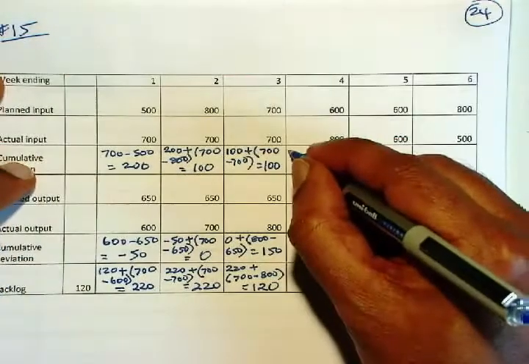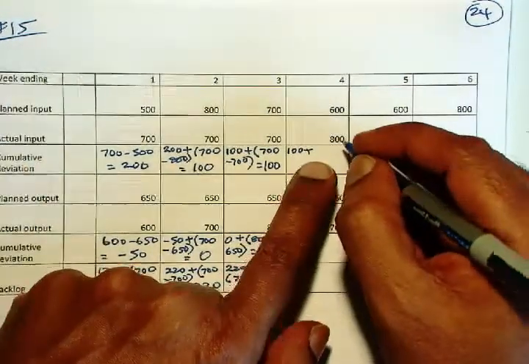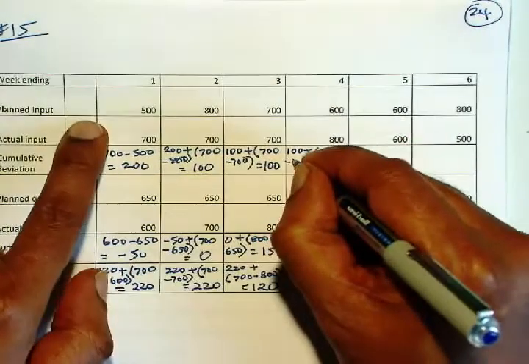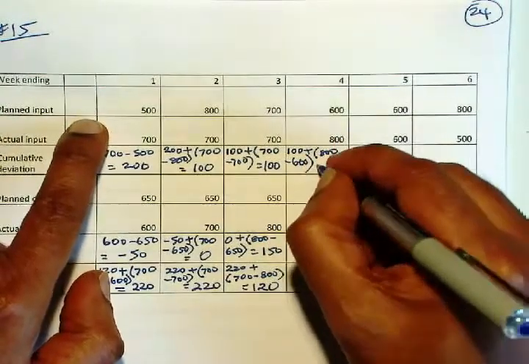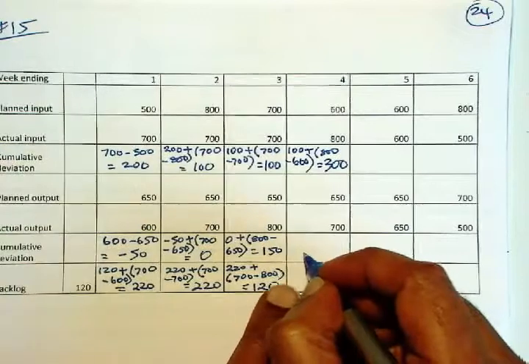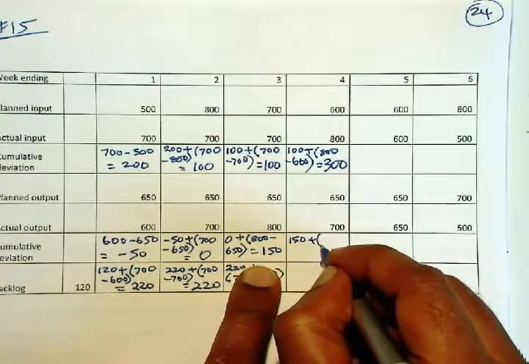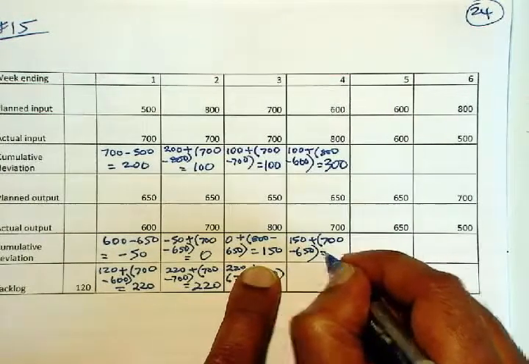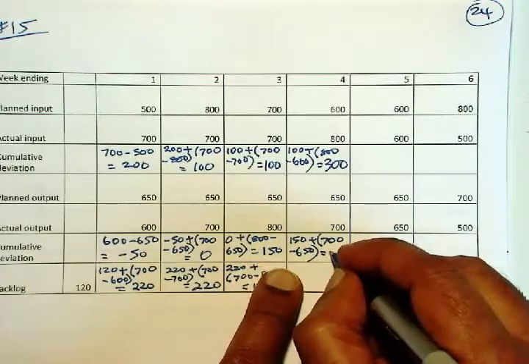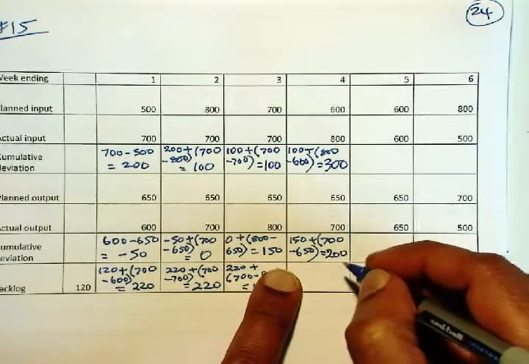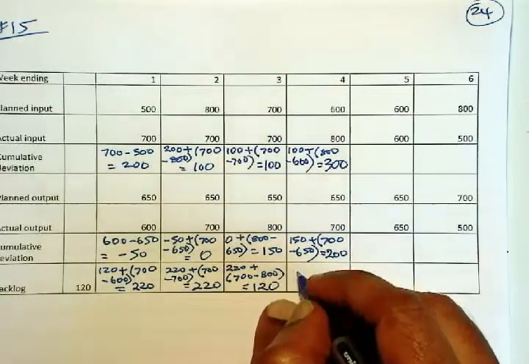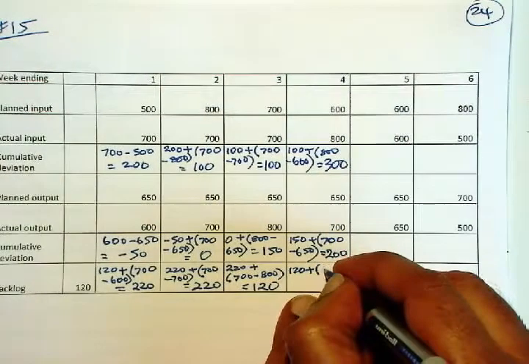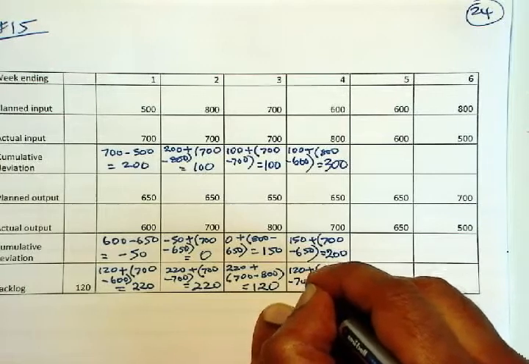Okay, now 100 plus actual minus planned, so that will make it 300. Here will be 150 plus actual minus planned, and that will make it 200. Here 120 plus actual input minus actual output will give you 220.